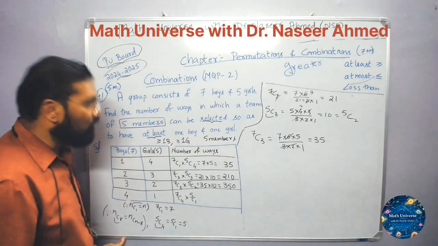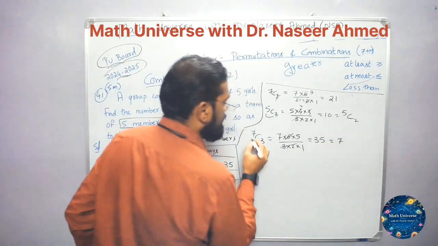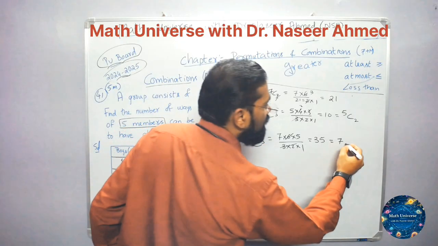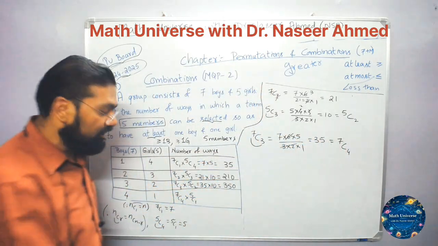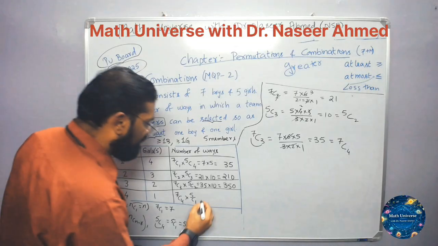Now 7C4. 7C4 is again the same as 7C(7 minus 4), subtract this. 7 minus 4 is 3. When you are using this logic, you should quote this reason. Okay, so it is 35.